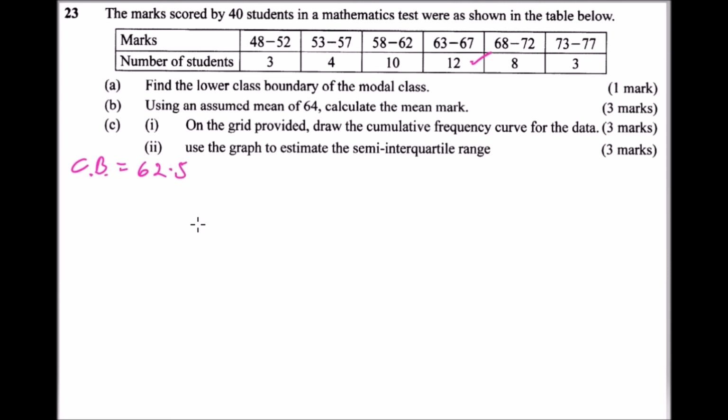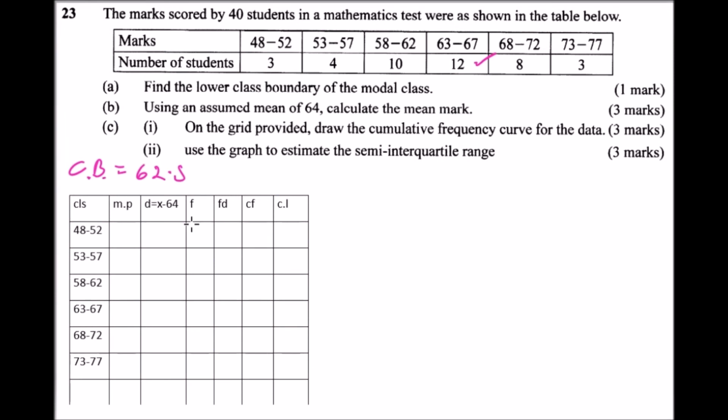Part B, using an assumed mean of 64, calculate the mean mark, and you get 3 marks. So the assumed mean, in other words, we call it the working mean. For you to be able to work this efficiently, you need to make a table that has the class, the midpoint, the deviation, and so forth, so that you'll be able to work comfortably. So what I will do is insert a table here. You can just draw a table by hand, but because I'm limited with space, I have prepared my table, and I'm going to show you how you fill it.